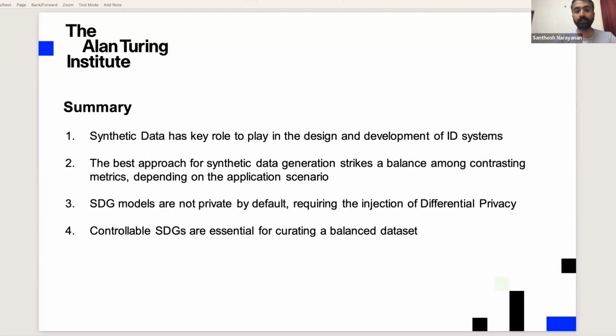Roberto will speak right now specifically with respect to facial images and the work he has done there, both in generating synthetic faces as well as detecting fakes.